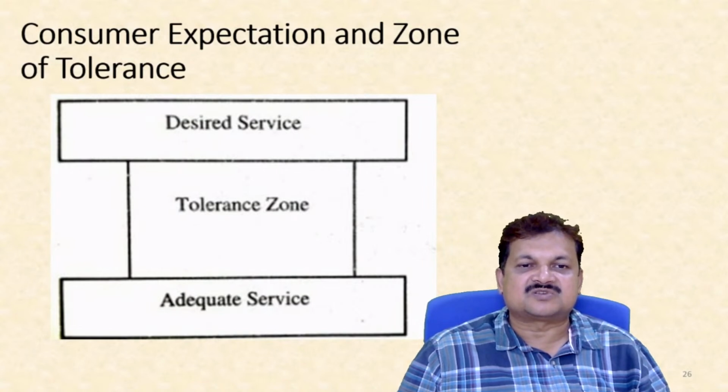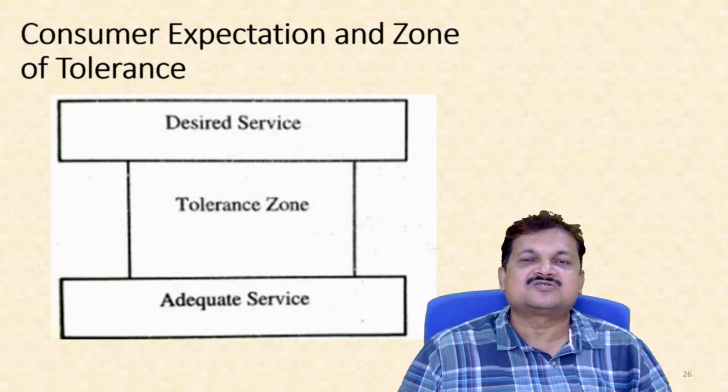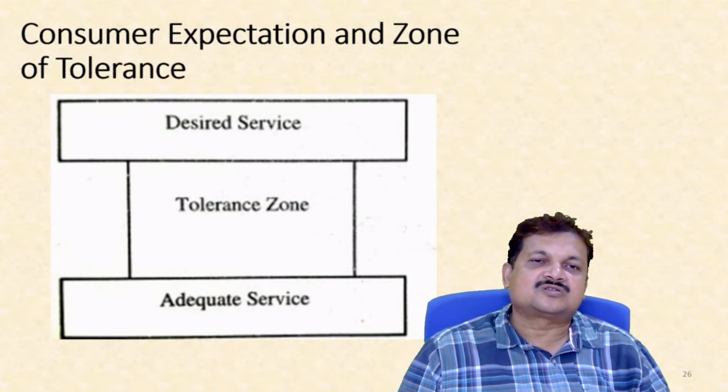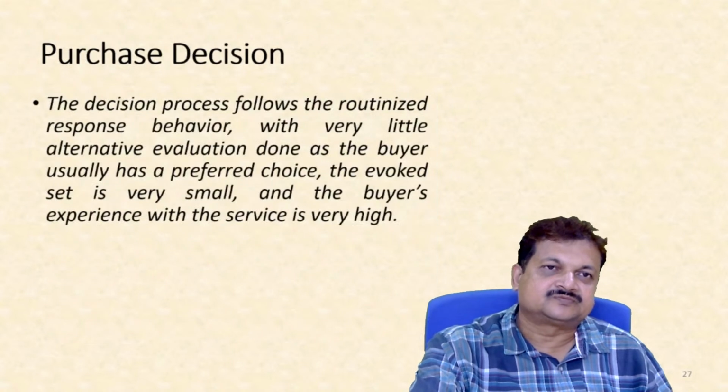So, desired service versus adequate service. The tolerance zone is a particular extent up to which the consumer will accept it, and the bigger the gap, the consumer may switch over.